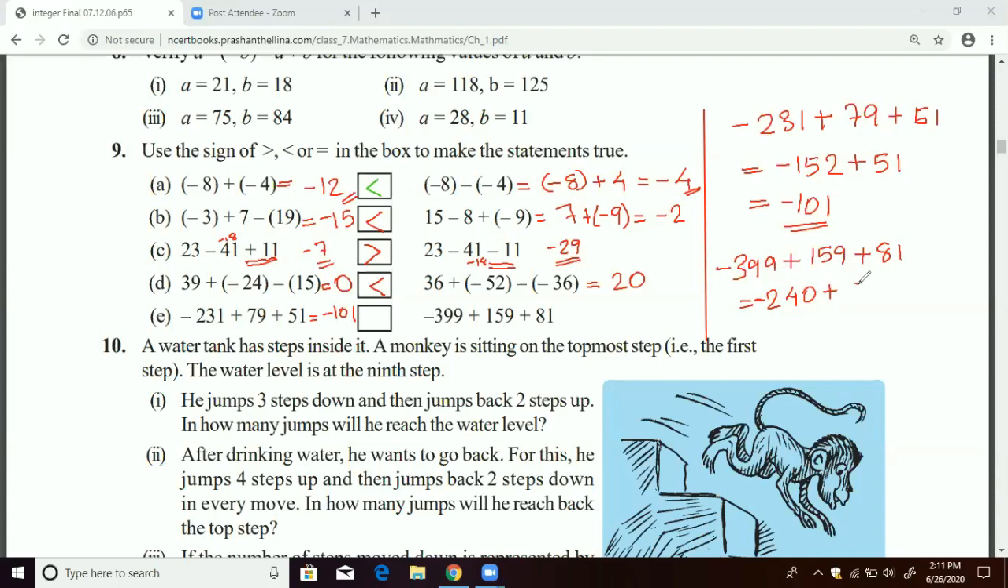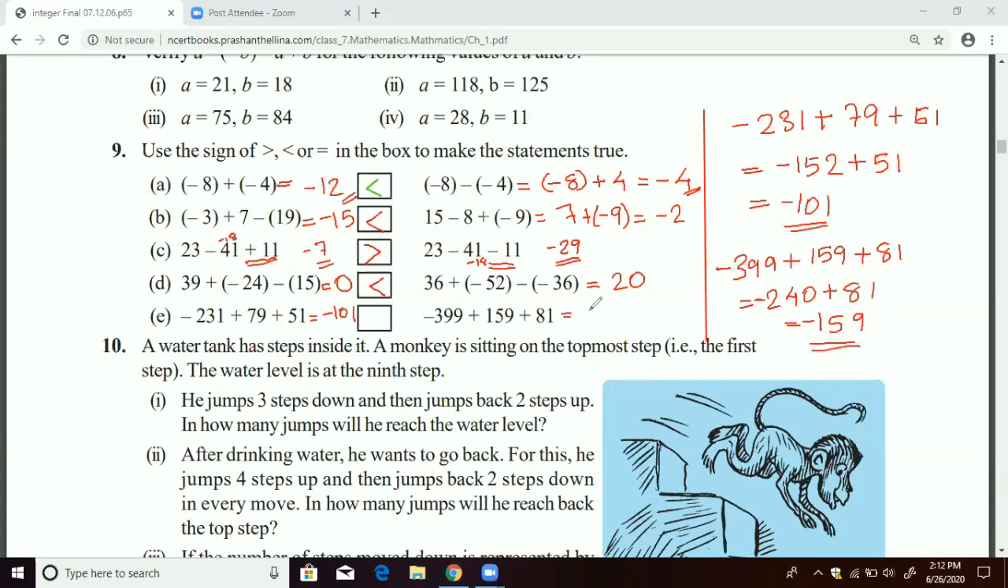Then we are adding 81. Here also we are finding the difference between 240 and 81. Finding the difference, you will get 159. Is it positive or negative? Here the negative has more absolute value, so here also the answer is negative.